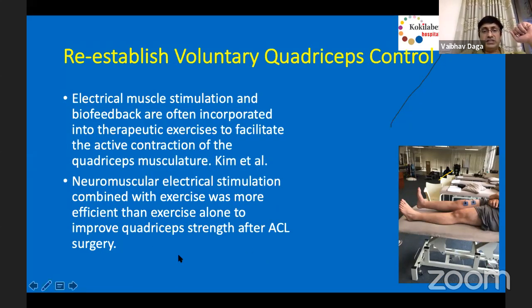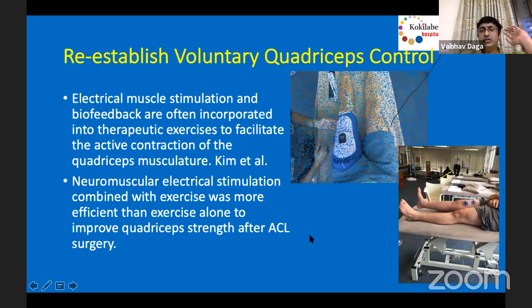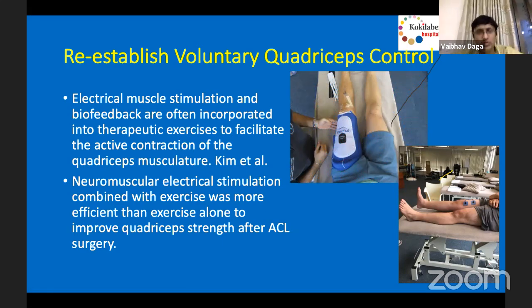Re-establishing voluntary quadriceps control: electrical muscle stimulation. EMS has been found to be one of the best ways to re-establish voluntary quadriceps contraction. It has a lot of evidence in today's world. So electrical muscle stimulation and biofeedback are often incorporated into therapeutic exercises to facilitate the active contraction of the quadriceps musculature, which was basically described by Kim and his team.